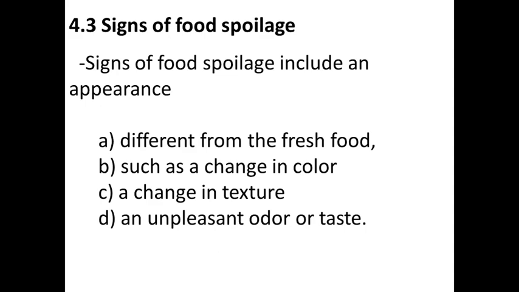So in the previous session we learned about the signs of food spoilage, that is, how we can identify spoiled food. There are 4 or 5 main signs. Spoiled food is different from fresh food, so we can understand which one is fresh and which one is spoiled. In spoiled food there is a change in color. The third one is change in texture, and the last one is unpleasant odor or unpleasant taste.